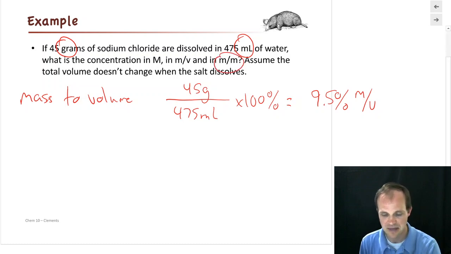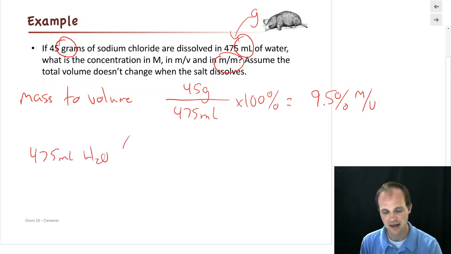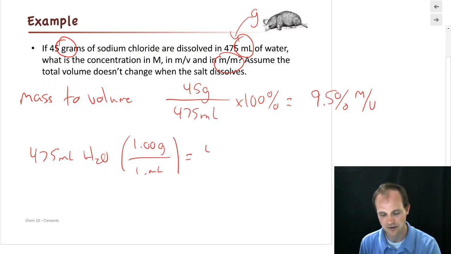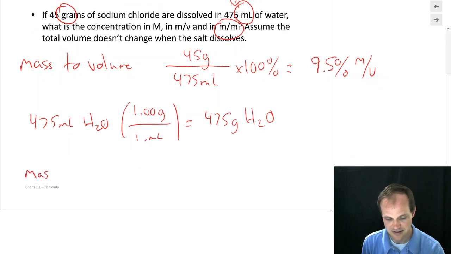The next easiest one, well, how am I going to get m over m? How do I get a mass from my milliliters? How do I get to grams from milliliters? All right, it's density again, 475 milliliters of H2O. I know the density off the top of my head as 1.0 gram per milliliter. And so I get 475 grams of H2O.